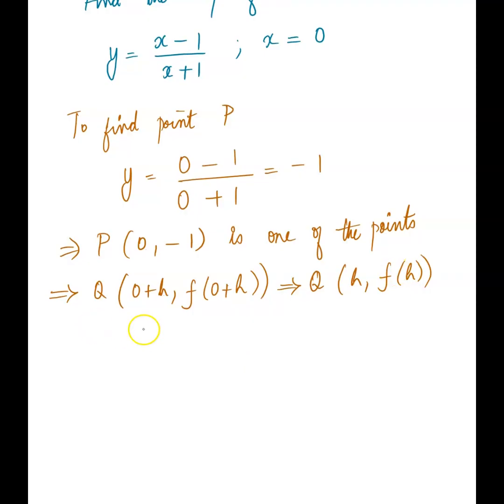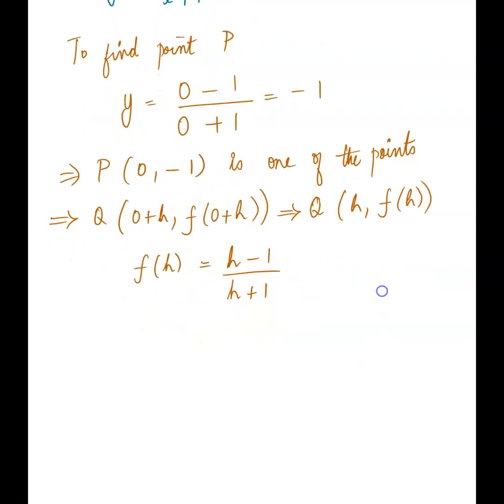Now, just a quick help here. F of h will be wherever your x occurs, you can now plug in h. So (h minus 1) over (h plus 1) from our given equation. So we got all the things we need set up for us. Now let's go ahead and find the slope.